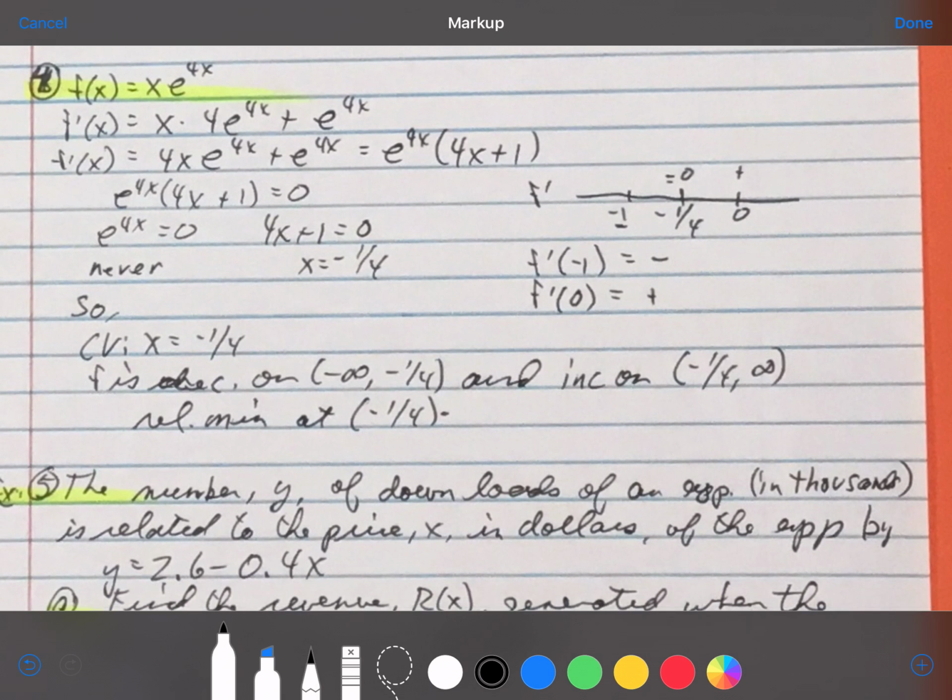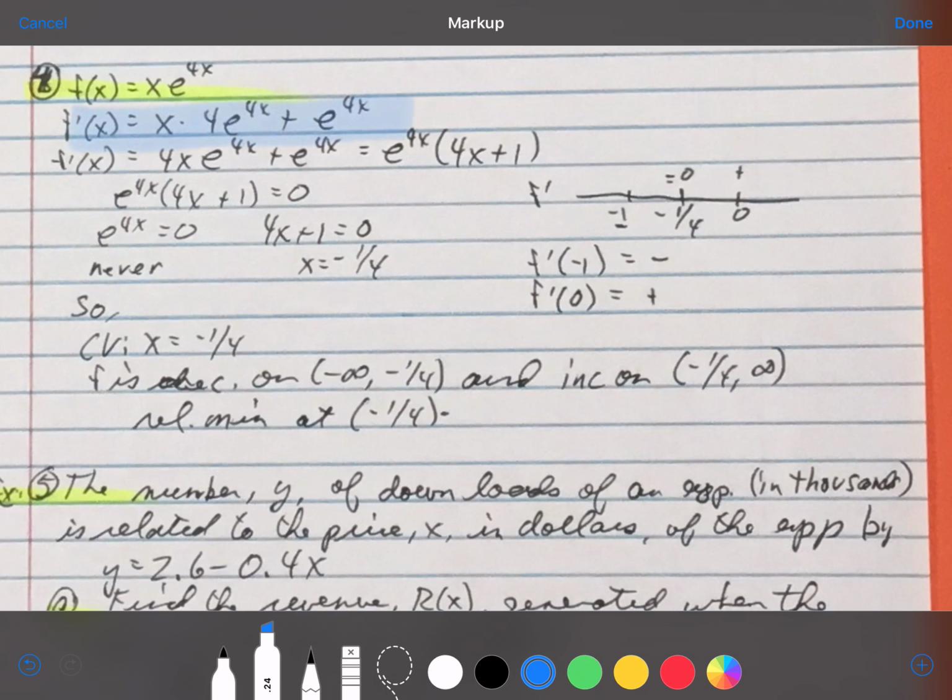Number 4, an example with an e to the x, because we love our e to the x. f of x equals x times e to the 4x. Our first derivative, product rule. Now we should be to the point where we've got to recognize when that happens. So we've got a product of x times e to the 4x, and when we're looking for f prime, that's a product rule.